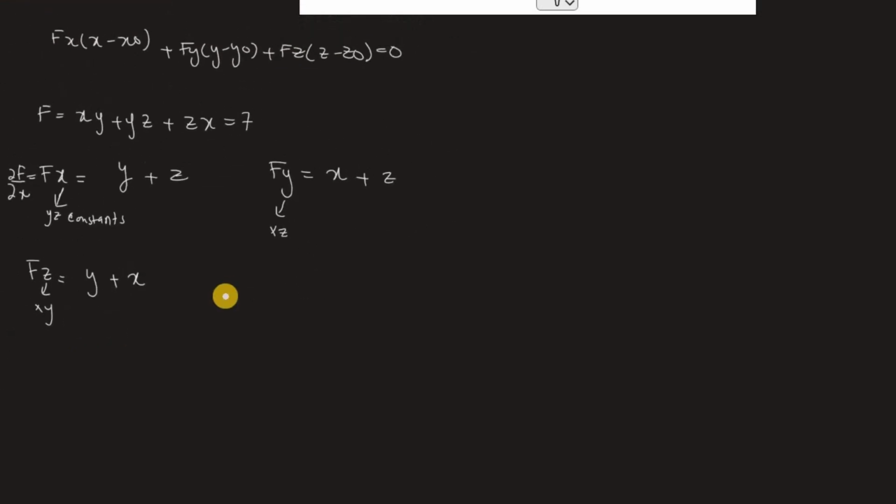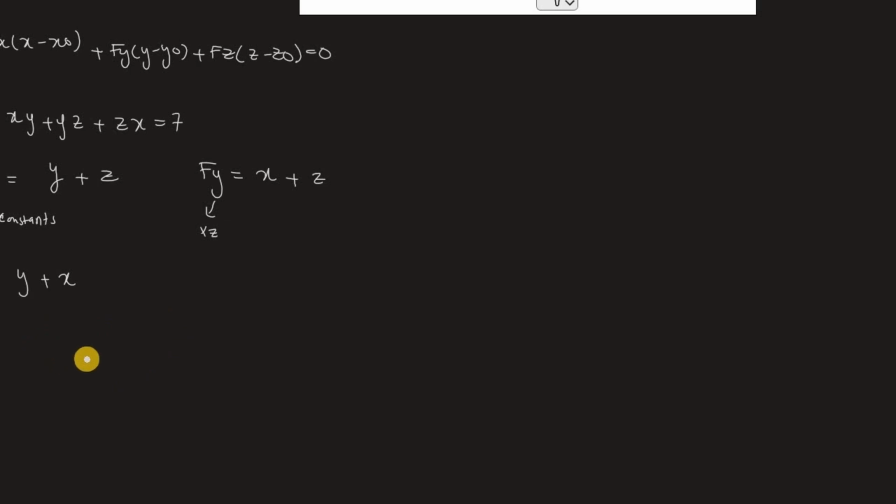Okay. So we are taking the gradient vector. The gradient vector that we have over here is y plus z, which is f of x, and then we have x plus z, which is f of y, and we have y plus x. And now this is our gradient vector.